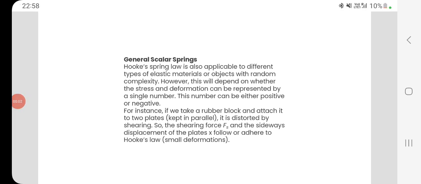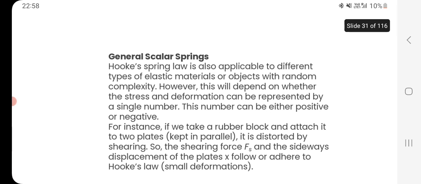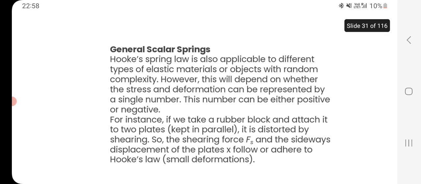Now we are going to know the general scalar spring. Hooke's spring law is also applicable to different types of elastic material or objects with random complexity. However, this will depend on whether the stress and deformation can be represented by a single number. This number can be either positive or negative.